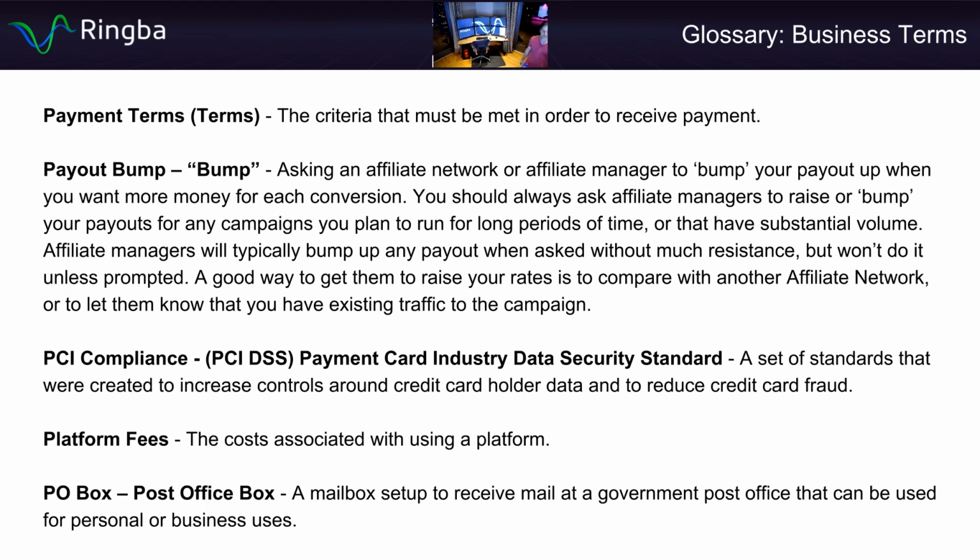A P.O. box is a post office box. This is a mailbox set up to receive mail at a government post office that can be used for personal or business uses. They don't look like an office. They say P.O. box on them. If a company won't accept a P.O. box address, you need to get one of those mail forwarding addresses we talked about earlier. But a lot of businesses run out of a P.O. box, so you don't have to use your home address if you work from home.